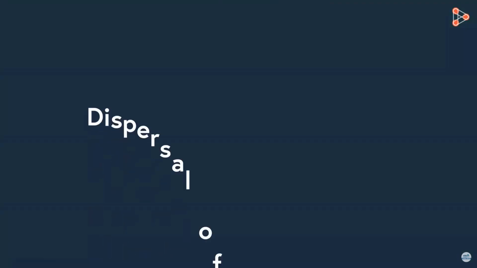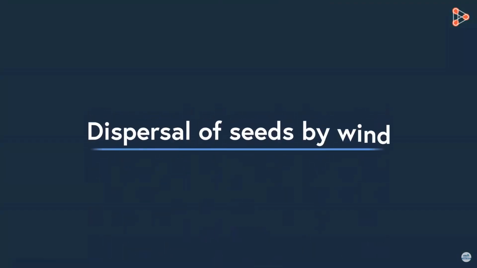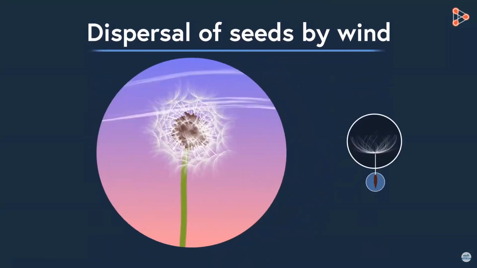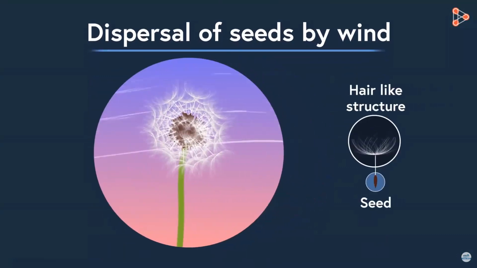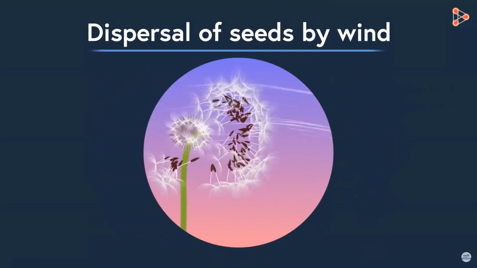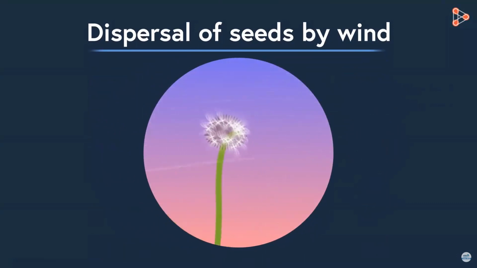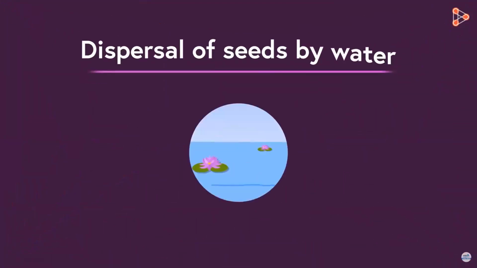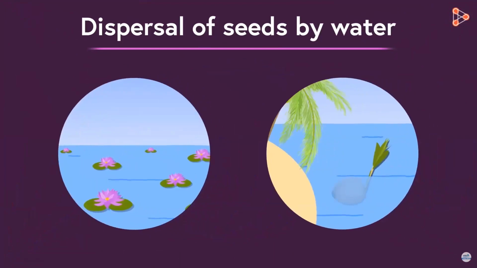Our first agent of dispersal is the wind. Seeds of plants like dandelions have parachute-like or hair-like structures attached that are so light in weight that they easily get carried away by the wind. Thus, even the seeds get carried to distant places. What is the next agent we have in our list? It's water. Fruits which float, such as those of the lotus and coconut palm, are carried by water. You won't believe that coconuts can travel for thousands of kilometers across seas and oceans. Hard to believe, but they do.